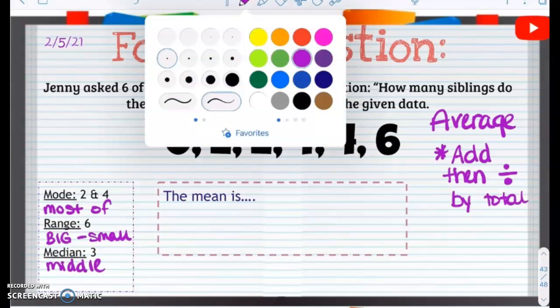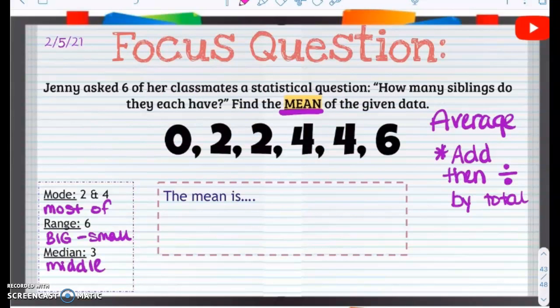So first off, we are going to add 0 plus 2 is going to be 2, plus another 2 is going to be 4, plus 4 is going to be 8, plus 4, 8, 9, 10, 11, 12. 12 plus 6 is going to be 18, so we have 18. And then we're going to divide it by how many numbers there are. Well, there's 1, 2, 3, 4, 5, 6 numbers. So we're going to divide it by 6.